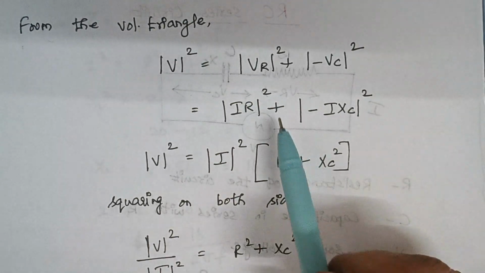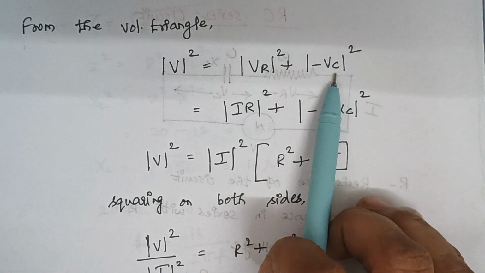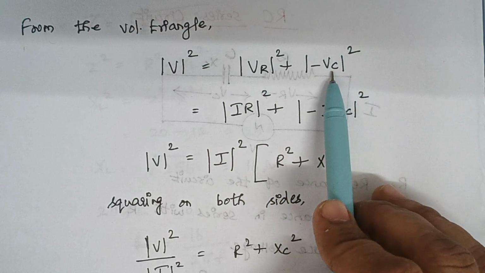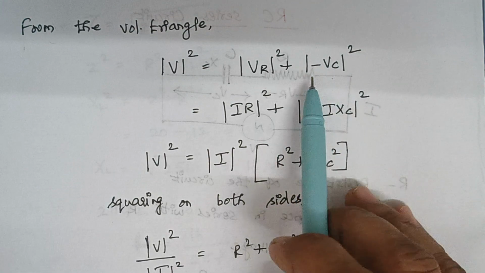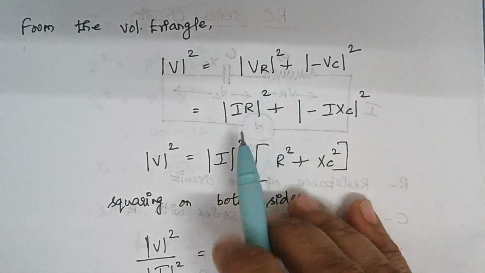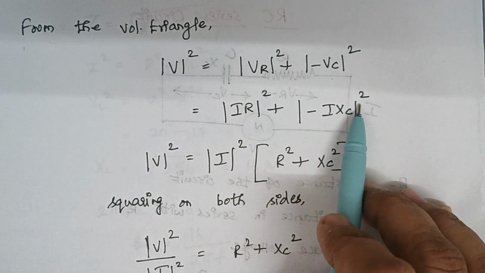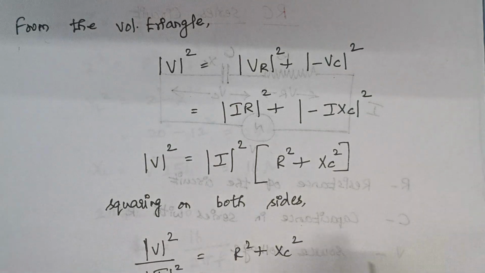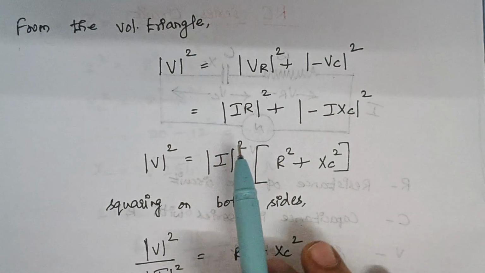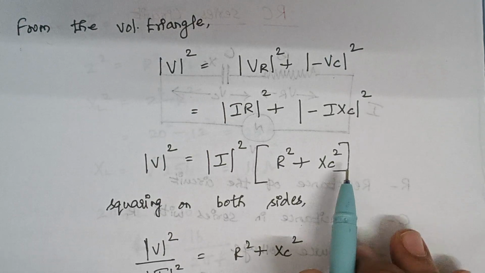From the triangle you see V square is the summation of VR square and VC square. Since VC is found to be lagging, a minus is included. VR is nothing but IR and VC is nothing but I into XC. Taking the square will make the negative terms positive. In these expressions, we take I square commonly outside. When you take I square outside, the remaining terms are R square plus XC square.